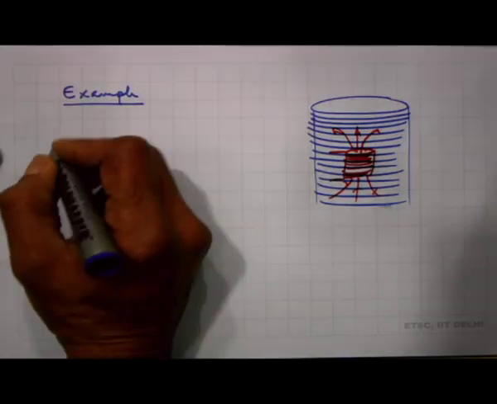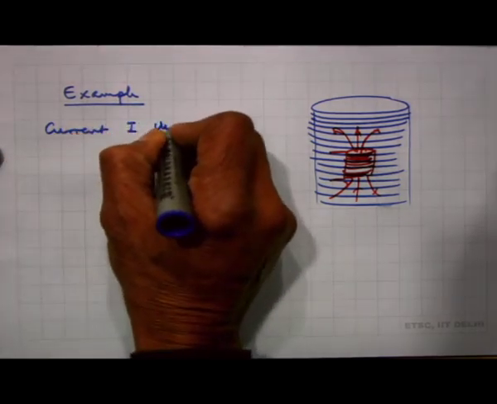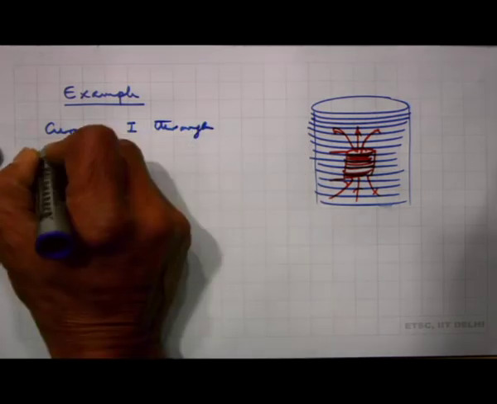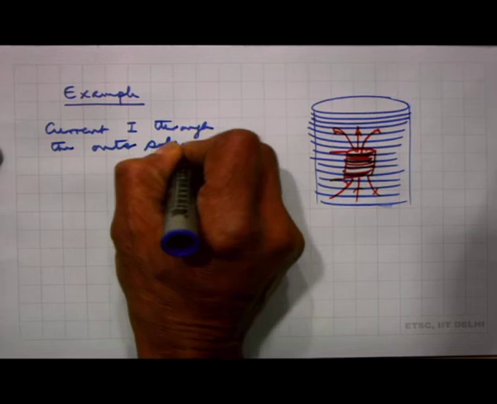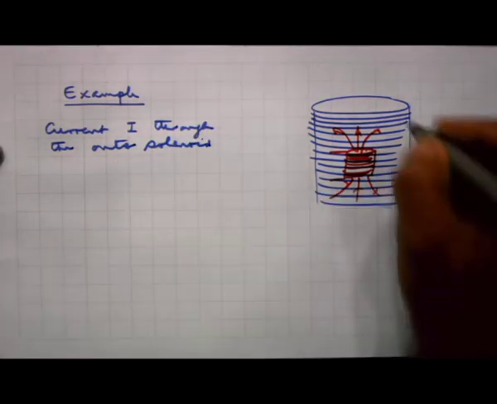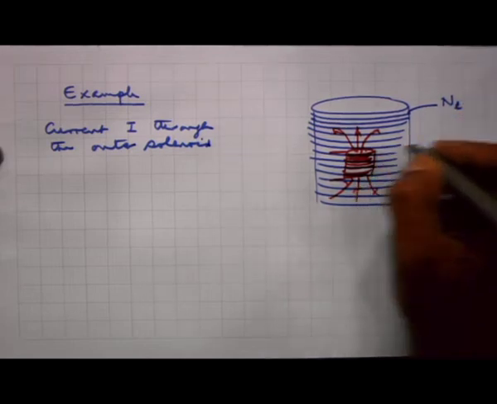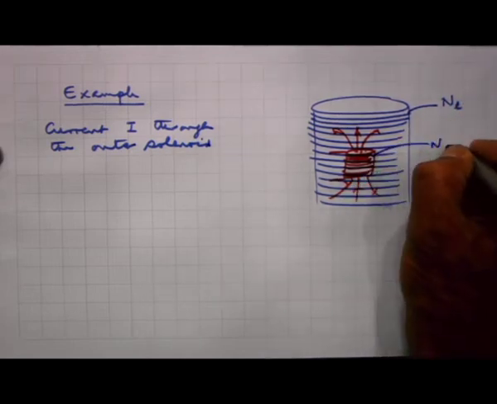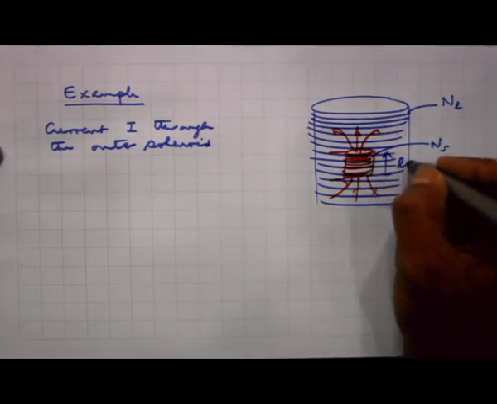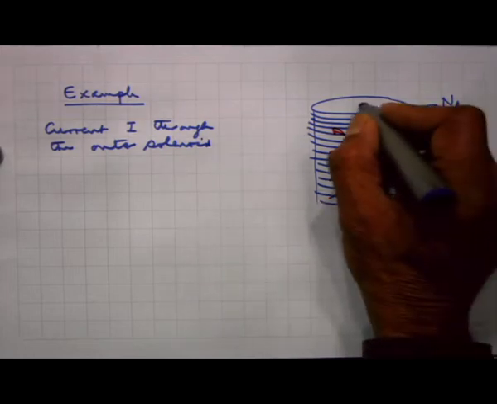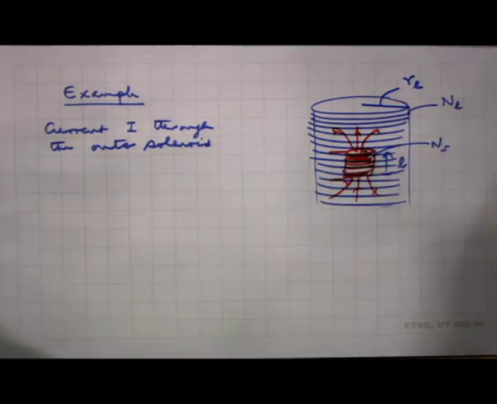So, for example, if I pass a current I through the outer solenoid, and let me write this as NL, the number of turns per unit length, and this is NS, the number of turns per unit length of the shorter solenoid. Let me assume this length is L, and let me assume that the radius of the long solenoid is RL, and the short solenoid has the radius RS.